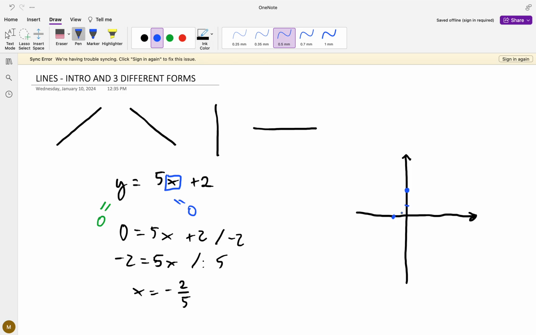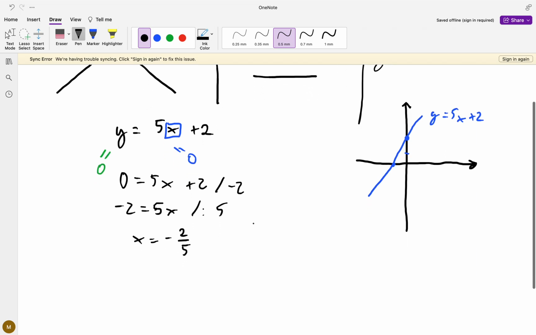And now all we have to do to draw a line is draw a line that goes through both of these points. And that's our line y equal to 5x plus 2. Similarly, you can find any of the points on the line by drawing a table and plugging in different numbers for x to get corresponding values for y. You will get the same graph of the line regardless of which method you choose.